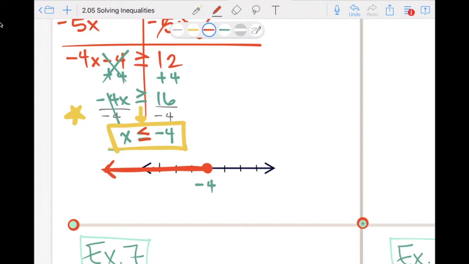And finally, the solution in interval notation. It's going to go forever and ever and ever to the left and approach negative infinity. We've got to have a parenthesis there. And then the biggest number in the interval is negative 4. Because it's included, we have a bracket.